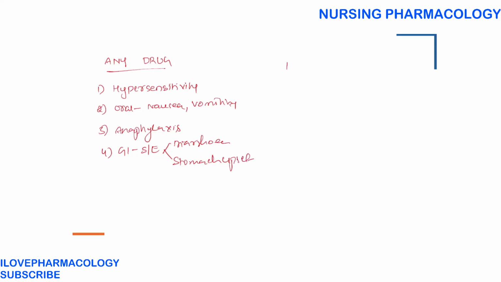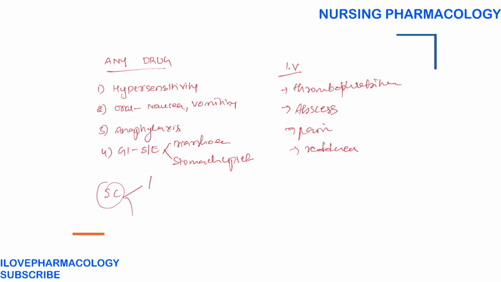If it is given through IV route, please remember, drugs can cause thrombophlebitis, that is the inflammation of the vein. It can cause abscess formation, it can cause pain, it can cause redness, etc. If you are giving insulin through subcutaneous route, what is the side effect? It can cause hypoglycemia, as well as it can cause lipodystrophy. If it is topical, it can cause allergic reaction, etc. So at least these have to be written for side effects.